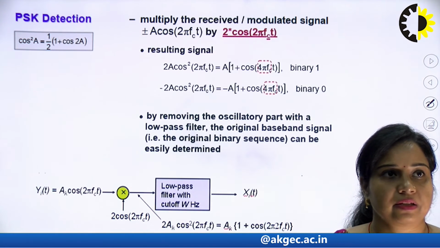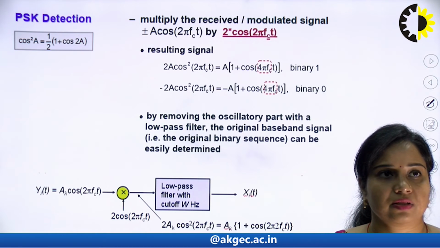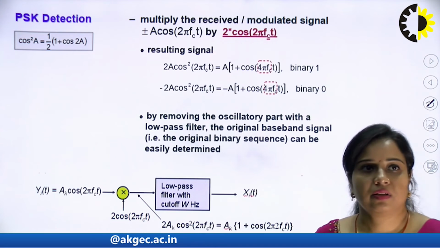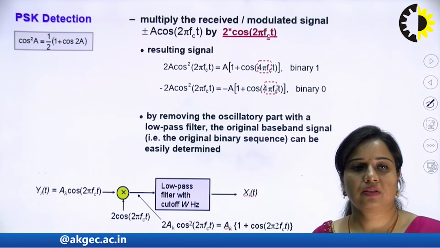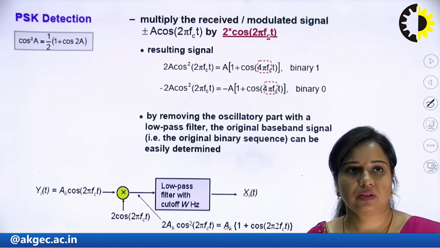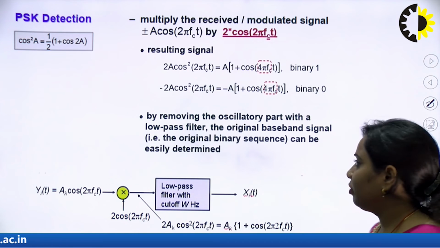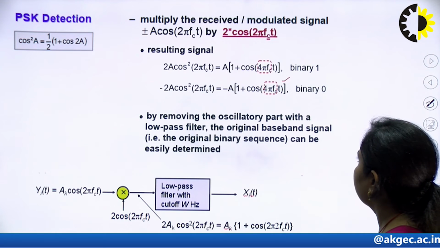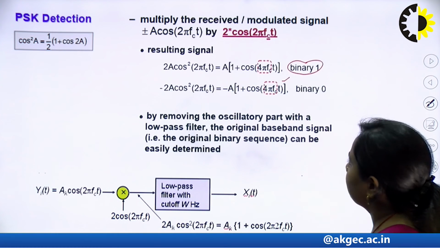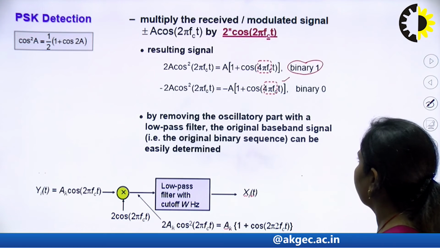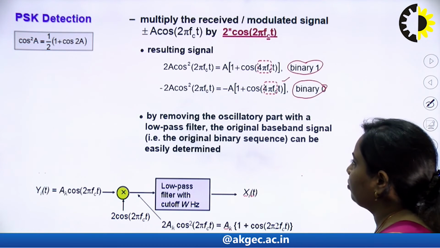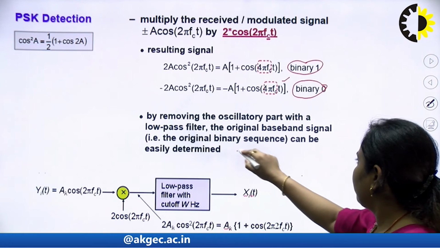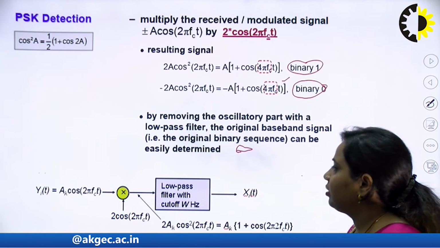Now next is PSK detection. PSK detection is to multiply the received or the modulated signal, that is plus minus A cos omega ct, by 2 cos 2 pi fct. So the resulting signal will be 2A cos square omega ct for binary bit 1 and minus 2A cos square omega ct for transmission of binary bit 0. By removing the oscillatory part with a low pass filter, the original baseband signal can be easily determined.